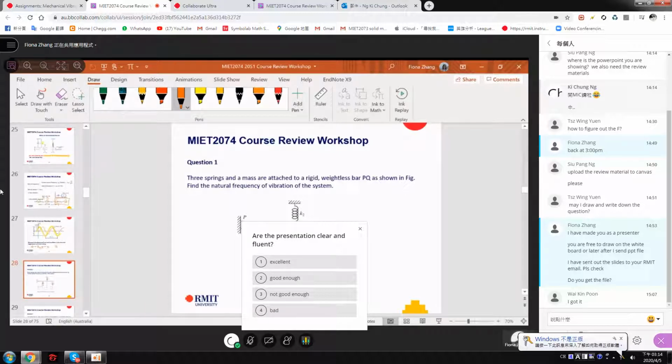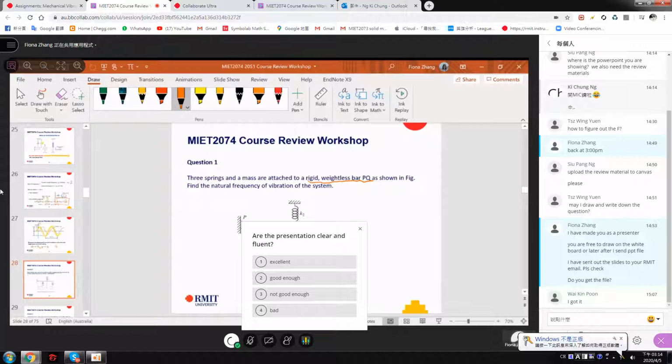Okay. So we come to question one. Question one: three springs and a mass attached to a rigid weightless bar PQ, as shown in the figure. We do not consider its mass, and also the elasticity of the bar. Find the natural frequency of vibration of the system.